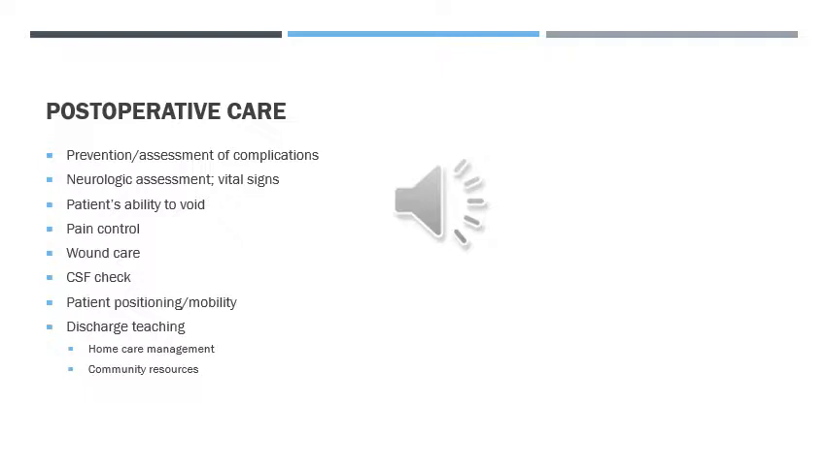A fat embolism is the most common in spinal fusions. Also watch for nerve injury, again, leakage of cerebrospinal fluid, and any signs or symptoms of infection.